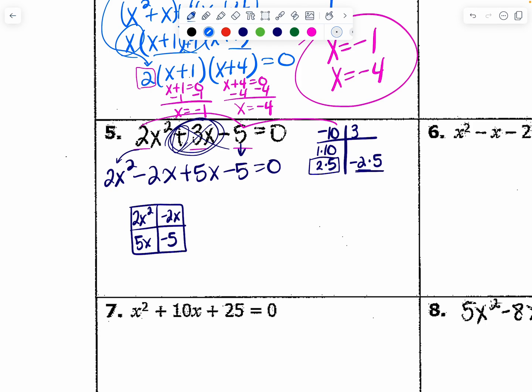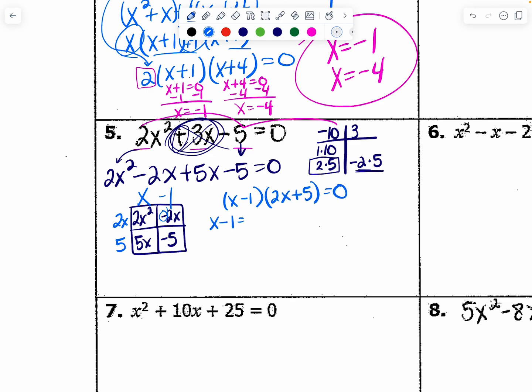All right, so if I look down the first column, they both have an x in common. Now, because this first term is negative, I know a negative's coming out. They have nothing in common, so I bring a 1. Going diagonally, they both have a 2x. And then 5x and 5, they both have a 5. All right, so now I have x minus 1 times 2x plus 5 equals 0.